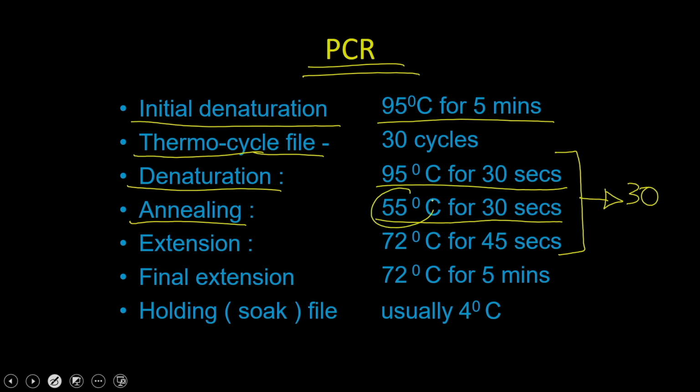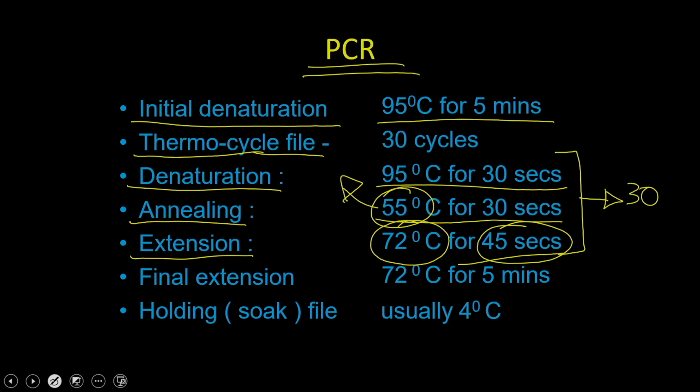seconds. This is not fixed; it has to be decided based on the Tm as well as the annealing temperature of the primer dimers and other such parameters. And then you have the extension. The extension will be at 72 degrees Celsius for another 45 seconds.